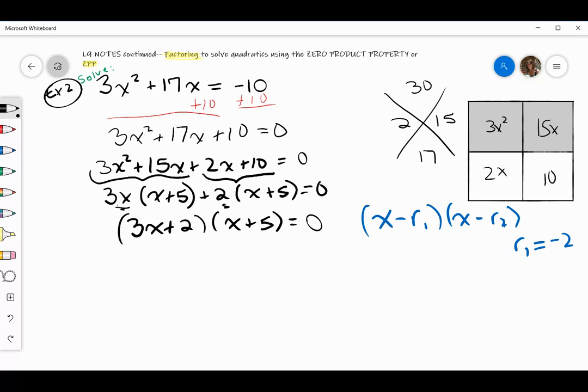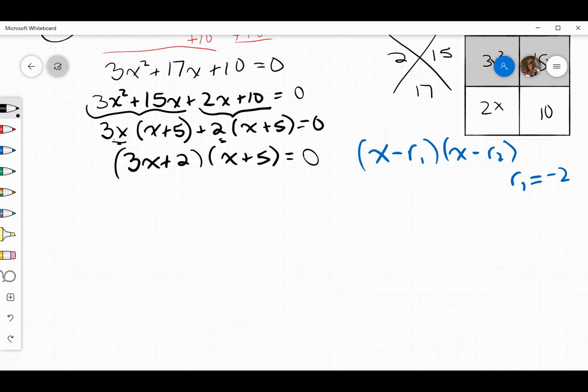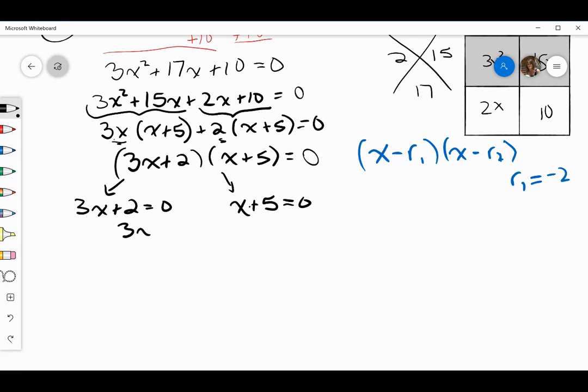Okay, so I'm going to move this up a little. And we're going to solve for 3x plus 2 equaling 0, and we're also going to solve that x plus 5 equals 0. I'll show all of this work, but 3x would equal negative 2. So here, x is going to be negative 2/3. Here, x is going to be negative 5.